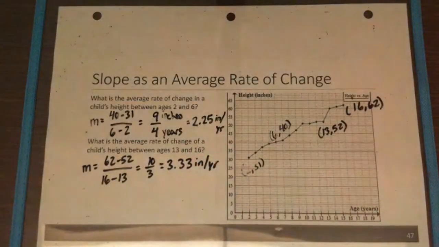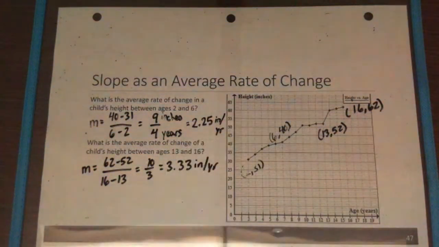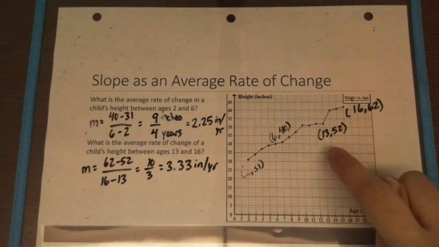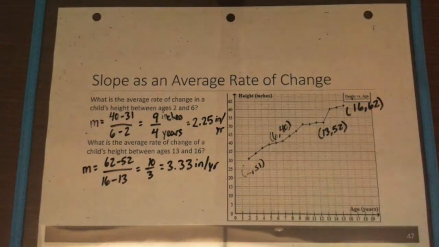So you'll notice that the slope in this later part was a lot higher than it was before. And a lot of it happened between the years 13 and 14. The kid shot up. So the average kind of tries to level things out and makes things say just, if it were the same every year, what would that change be? That's what average rate of change does.